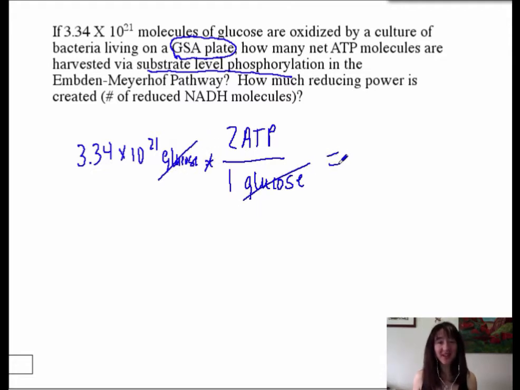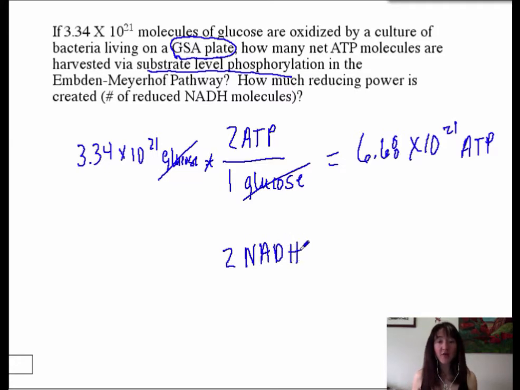It feels so good. And we can get 6.68 times 10 to the 21 ATPs being net. Now, it shouldn't be terribly hard to go from there to get the number of NADH molecules because, of course, we recall that the stoichiometry is the same. There are also two NADHs yielded for every one glucose molecule that is oxidized in the Embden-Meyerhof pathway. So I'll let you finish off the math on that one.